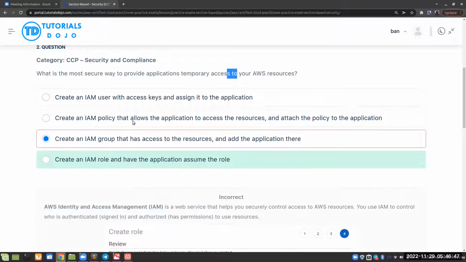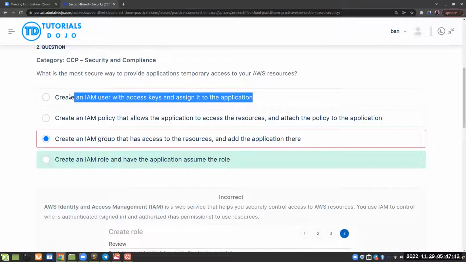An IAM policy, this one instead gives permanent access. This one is used for temporary, and an IAM policy that you allow an application to access a resource. When you use the IAM policy and put it to a user, the user will instead have the permanent access, right? Create an IAM user with access keys and assign it to the application. You don't do this, right?